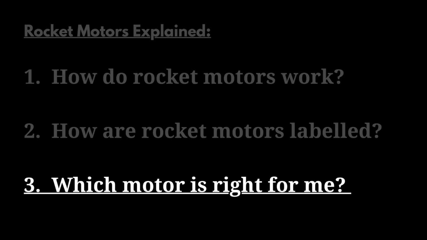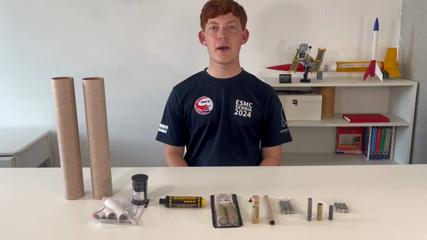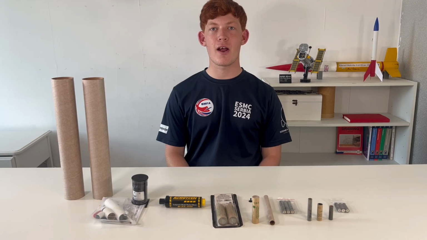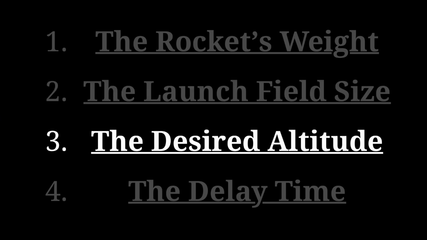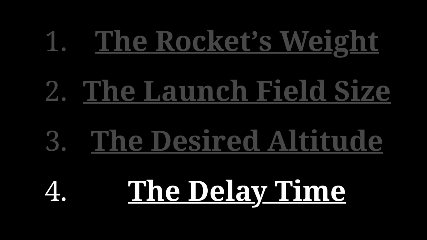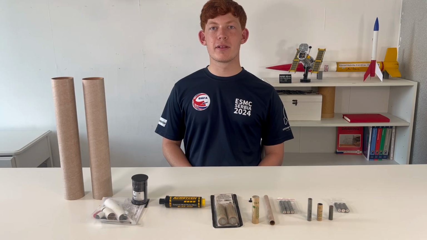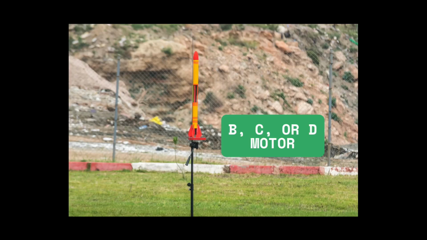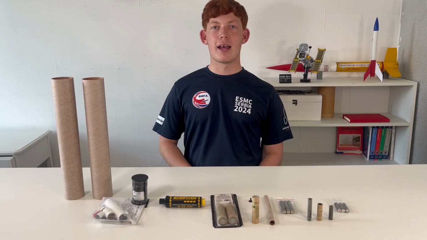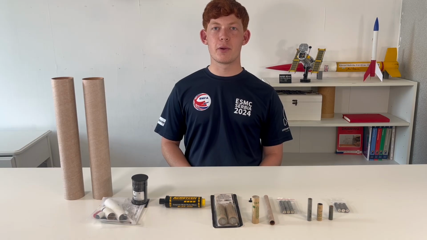Part 3. Which motor is right for me? Now you know how rocket motors work and how they're labelled, the important thing is choosing the right one for you. This depends on a number of factors: the rocket weight, the launch field size, the desired altitude, and finally, the delay time. A very light rocket will be able to fly on an A motor, or perhaps even a half A motor. However, heavier rockets may need a B, C, or even a D motor. However, if you have too little power from your motor, the rocket may not even leave the launch pad.